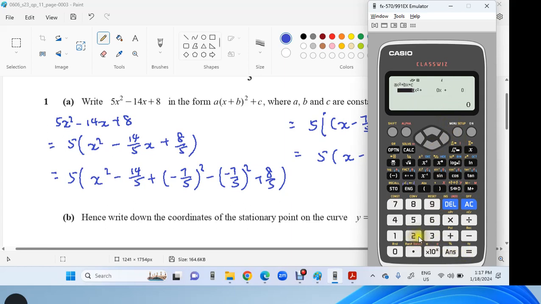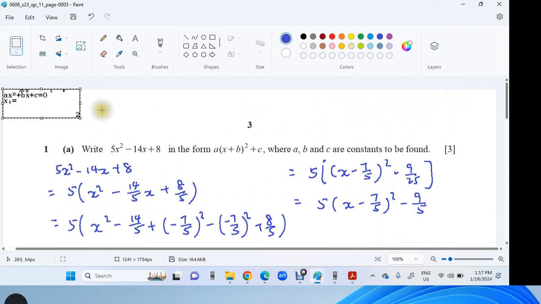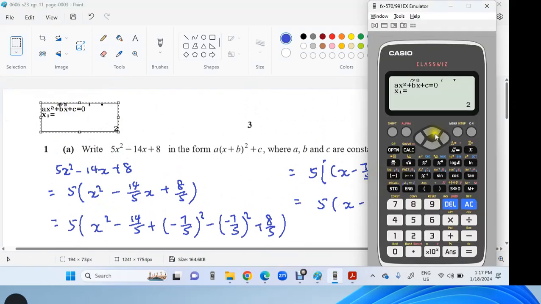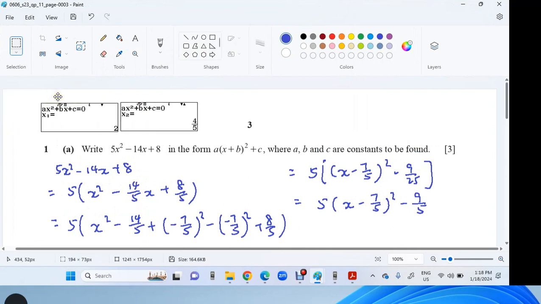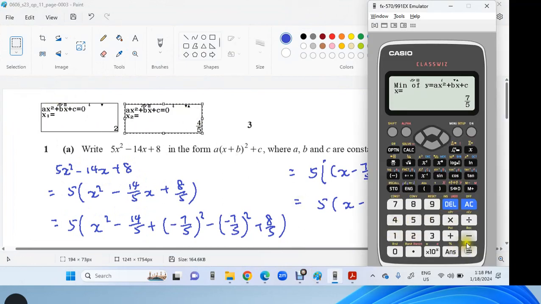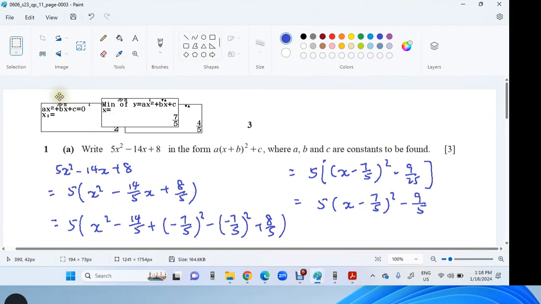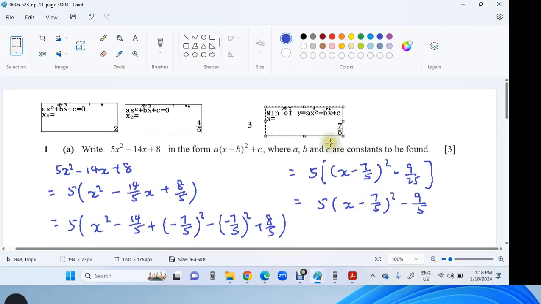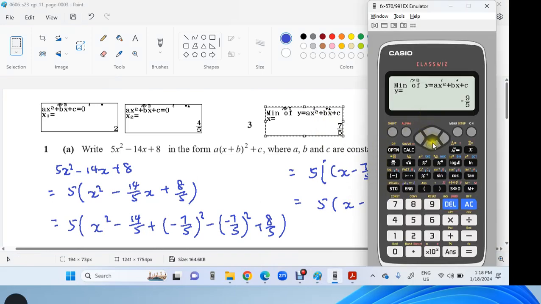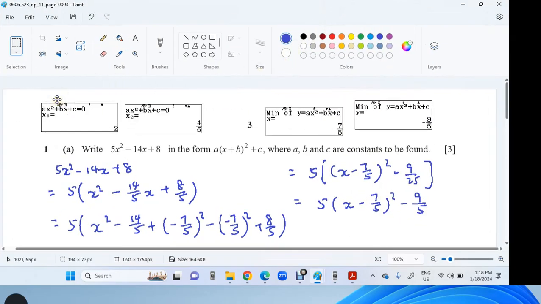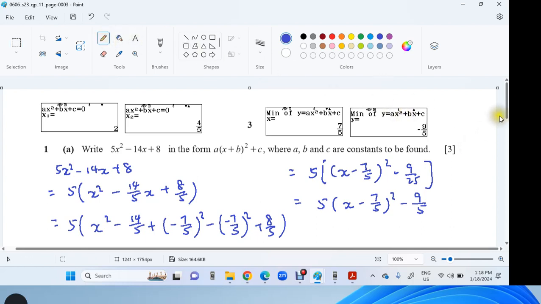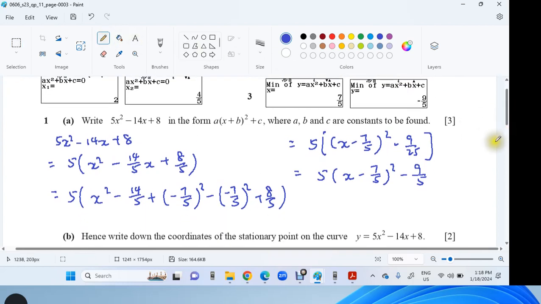So you have the polynomial of degree 2. Then we have 5, negative 14, 8, and the roots are 2 and 4 over 5. Okay, and then the axis of symmetry will be 7 over 5. So x equal to 7 over 5 is the axis of symmetry, and the negative 9 over 5 will be the minimum value. Yes, so my answer is correct.